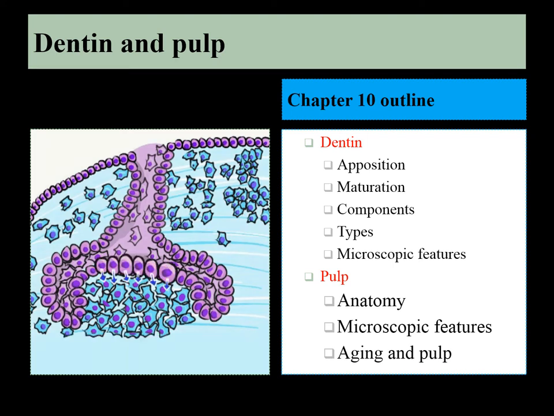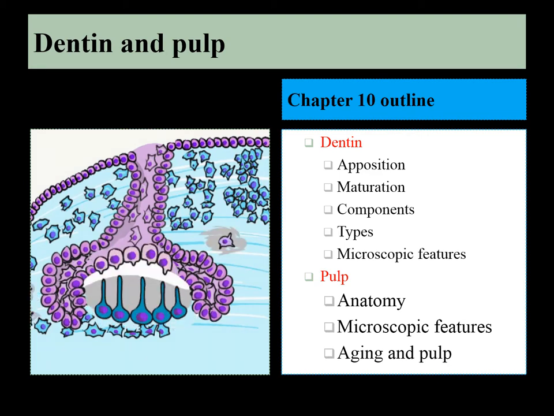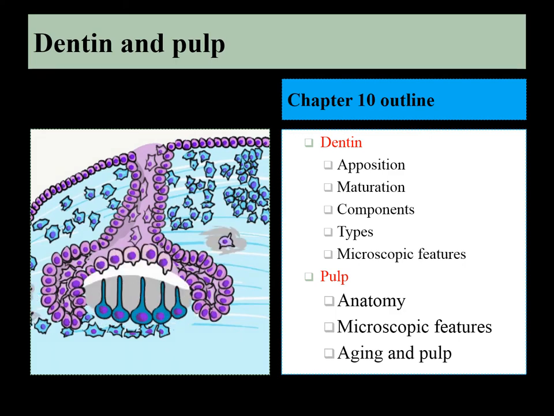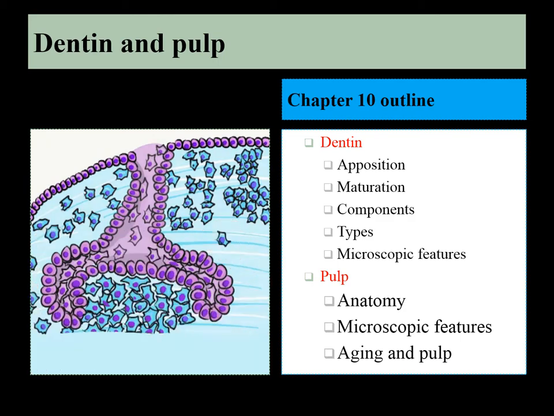Chapter 10. In this chapter, we're going to continue following tooth development, this time focusing on dentin and pulp, paying particular attention to the things that happen during embryological development that help us to understand why dentin and pulp have their shapes and functions in adulthood.